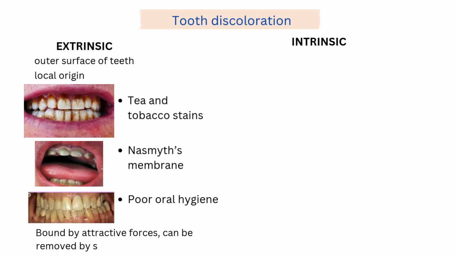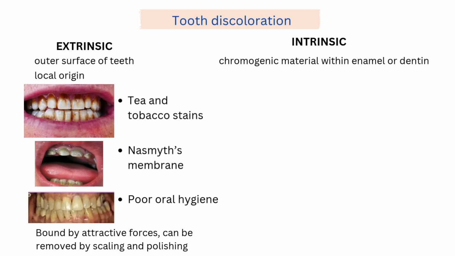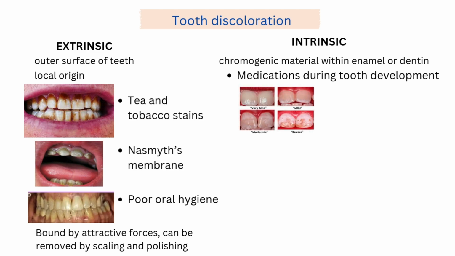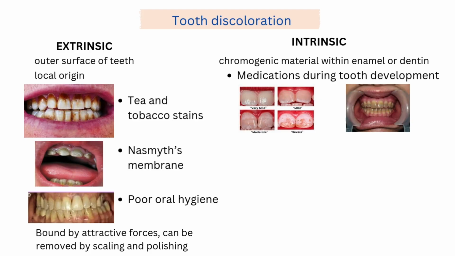On the other hand, intrinsic stains develop by incorporation of chromogenic material within the structure of the enamel and dentine, hence they are not easily removed by oral prophylaxis. Intrinsic stains can be caused by consumption of certain substances during the formative years of tooth development, like for example fluorosis, which occurs by excessive consumption of fluoridated water, and tetracycline stains because of the consumption of these antibiotics during the formative years of teeth.